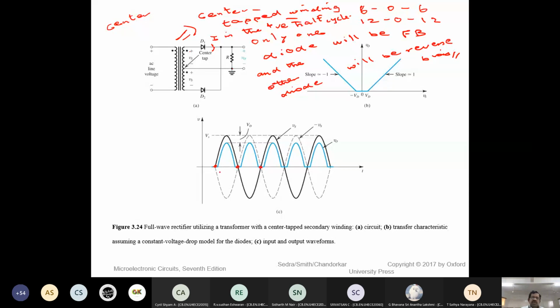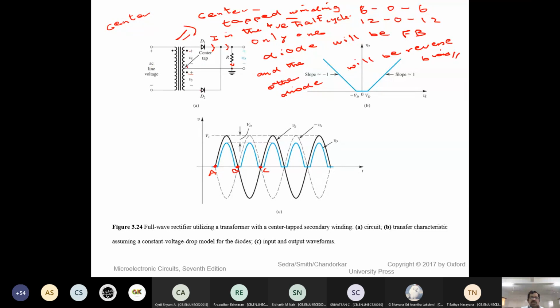So this is A, B, and I mark the point C. From A to B in the input, only D1 will be on, and the current will flow like this. Here, this diode is under reverse bias, so it won't allow any current to flow through. The current will flow through the resistor in this direction, and the circuit will be completed because the center tap is grounded. So it comes back like that. Now, this is one half of the cycle.